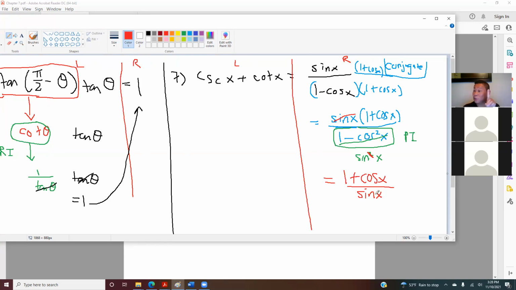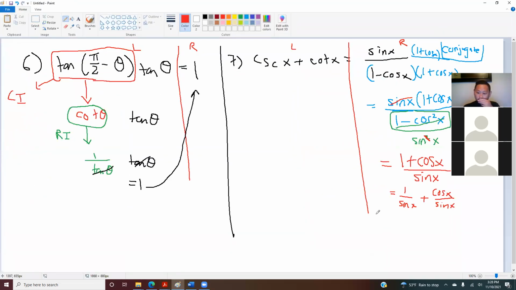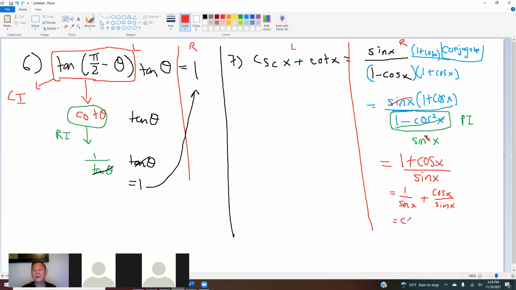And again, this is only one term. So this time, this one term you can separate into 2. When you separate this into 2, you get 1 over sine x plus cosine x over sine x. Now, can someone tell me what 1 over sine x is? Cosecant. This is cosecant x. And what is cosine over sine? Cotangent x. And this is the same as your left hand side.